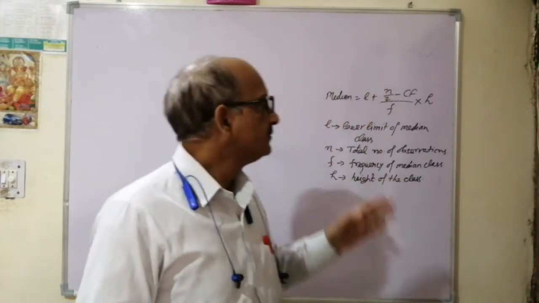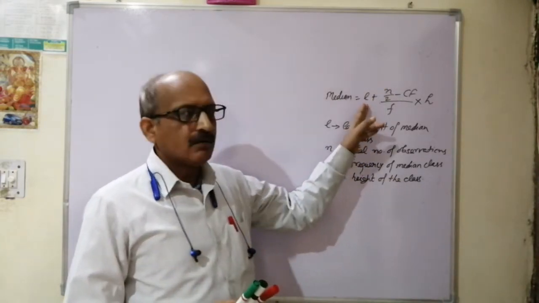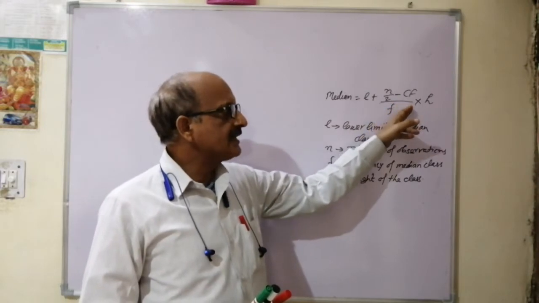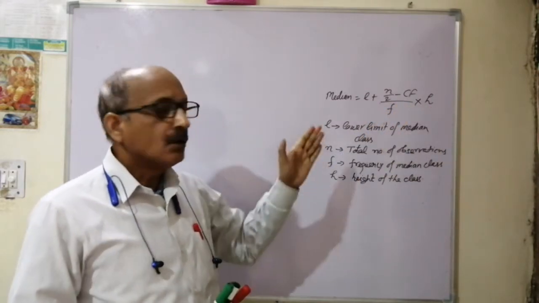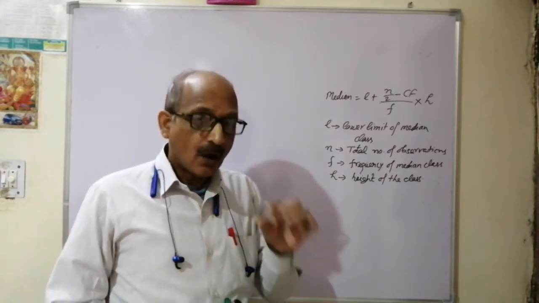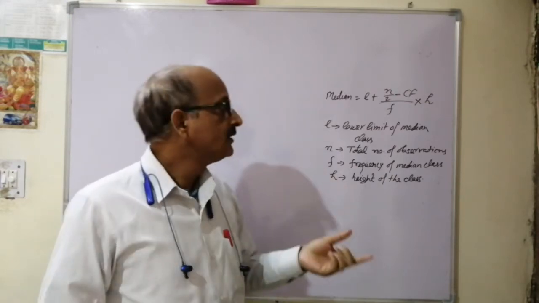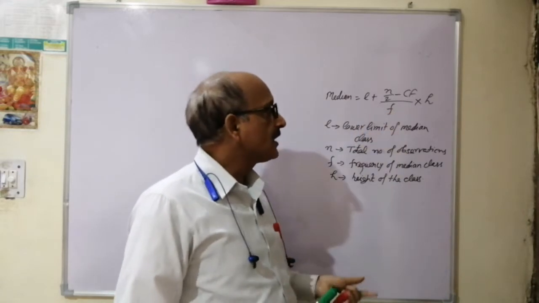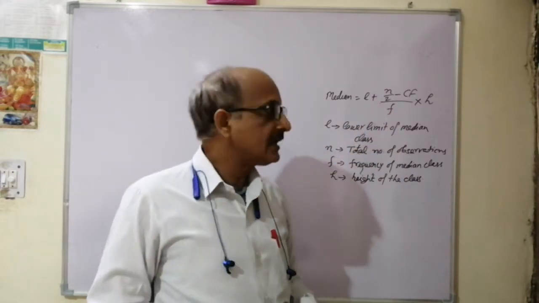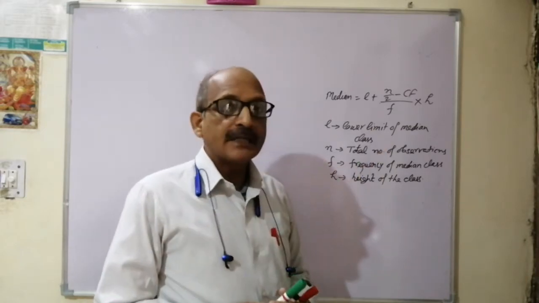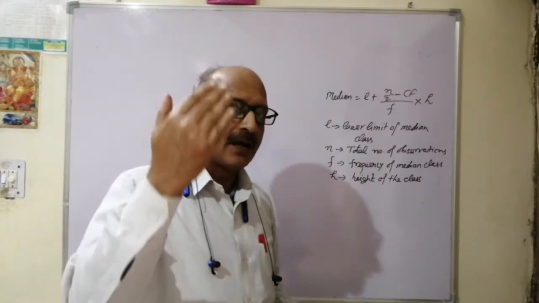Formula to be applied: median is equal to L plus (n by 2 minus CF) upon F into H. L is the lower limit of the median class. How to recognize the median class, I will tell you. N is the total number of observations. F is the frequency of the median class.